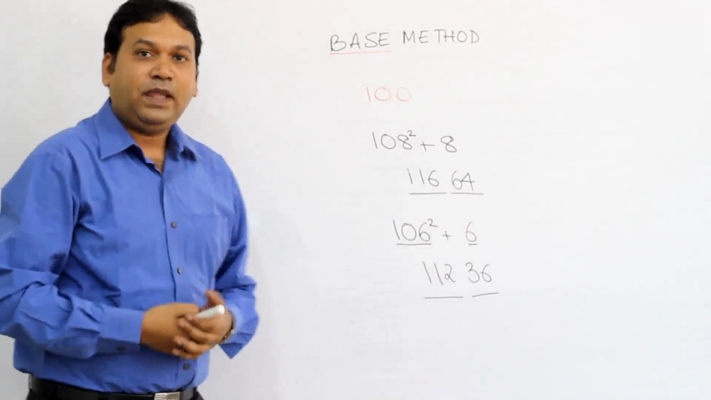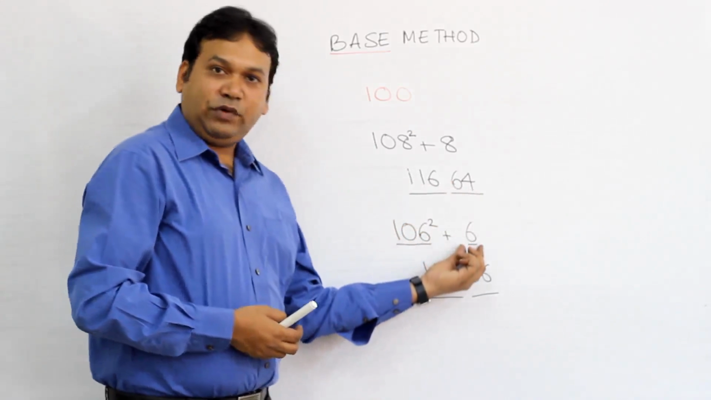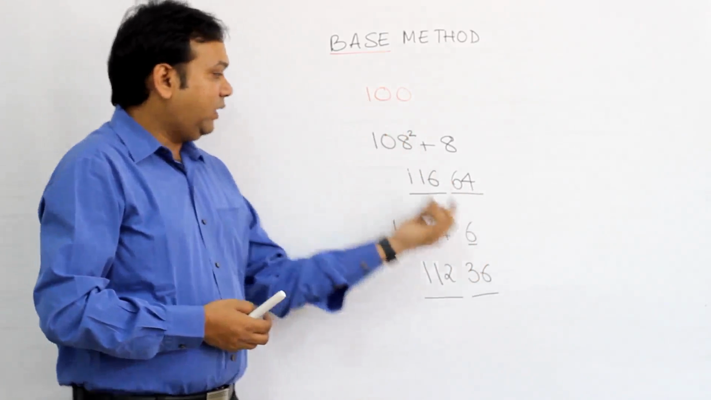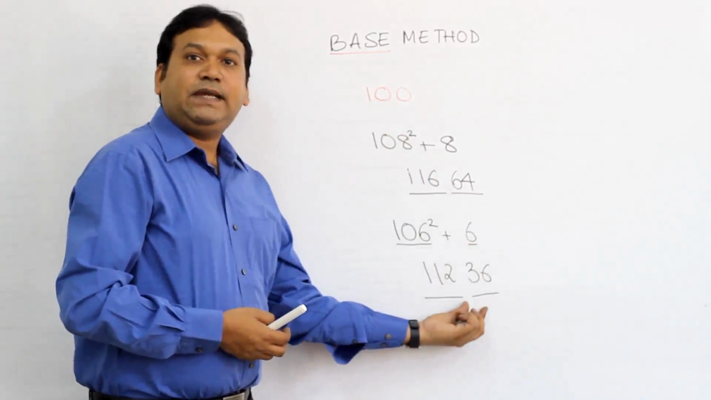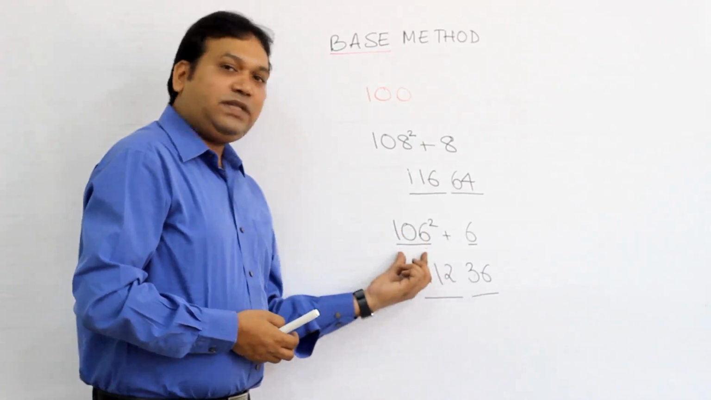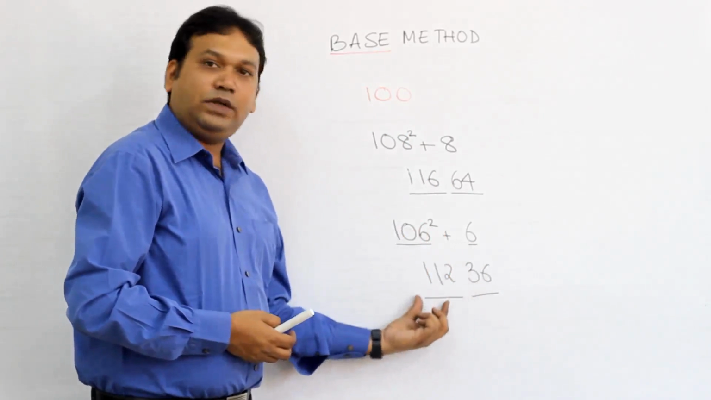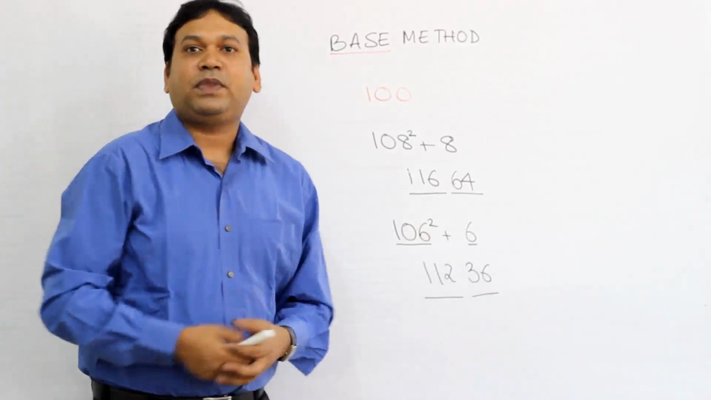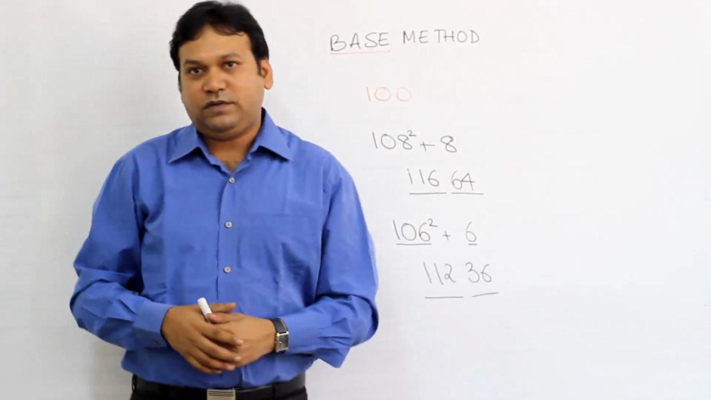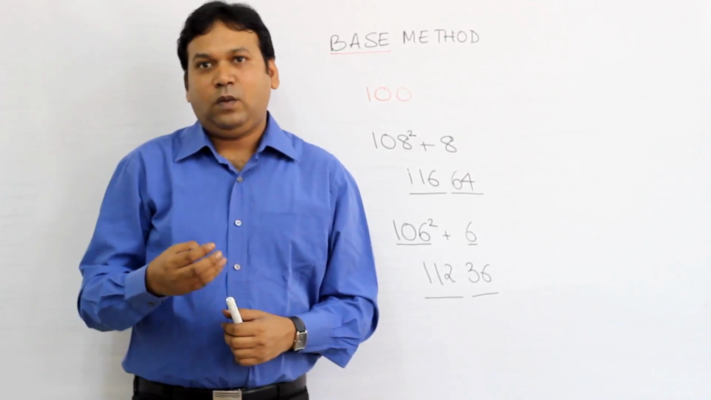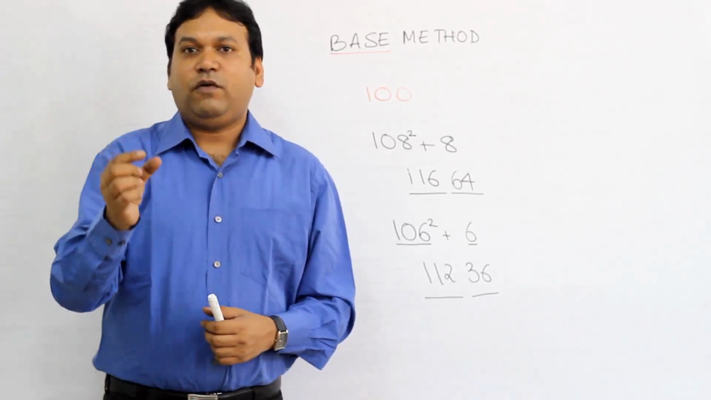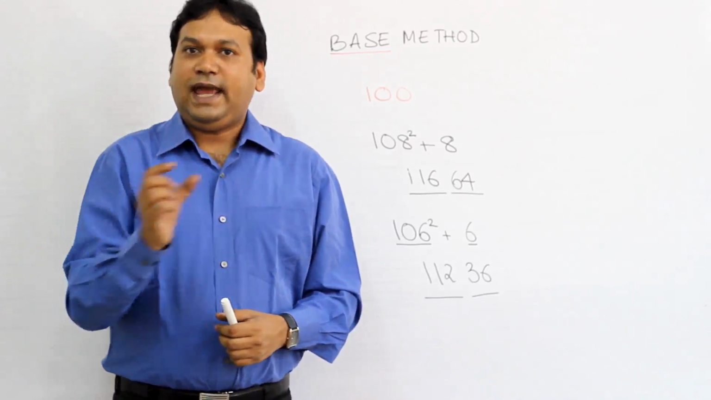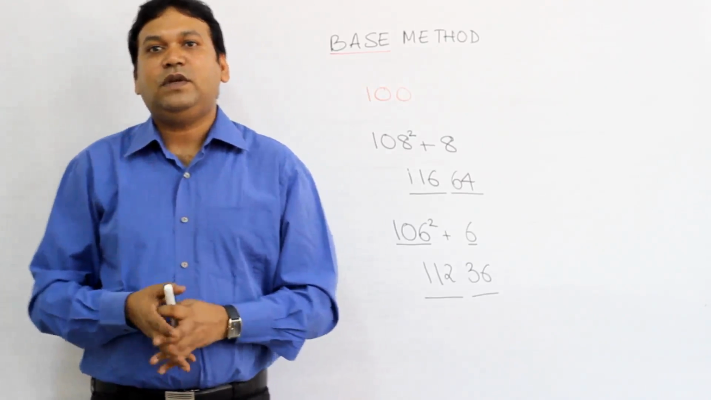Let's try it again. So 106 here, 6 more than 100. Our base is 100 now. 6 more than 100 gives us 36. And 106 plus 6 gives us 112. 11236. So what would be the square of 104? Think again. 4 square is 16 and 104 plus 4 gives you 108. So 10816.